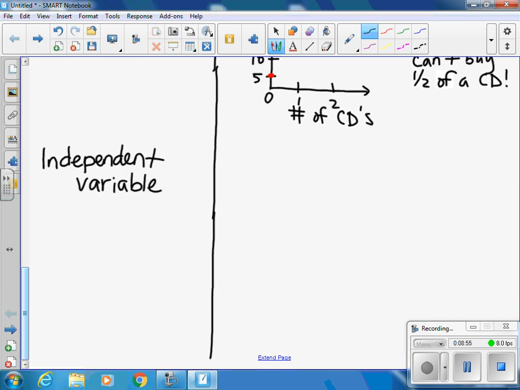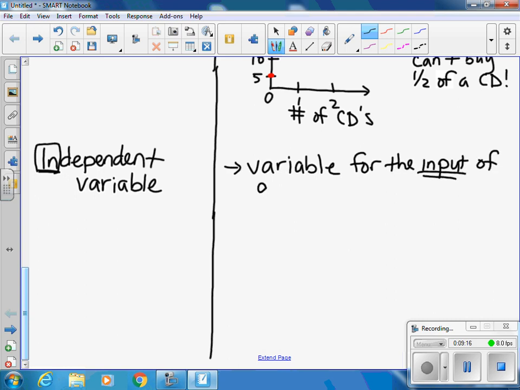Okay, and again, the key piece being right here with the "in." That means it goes into the problem. So in math, the independent variable in terms of your graphs is going to be the variable, and remember variables are letters, for the input of a function. And what this means is that whatever this is, it affects the value of the other variable.